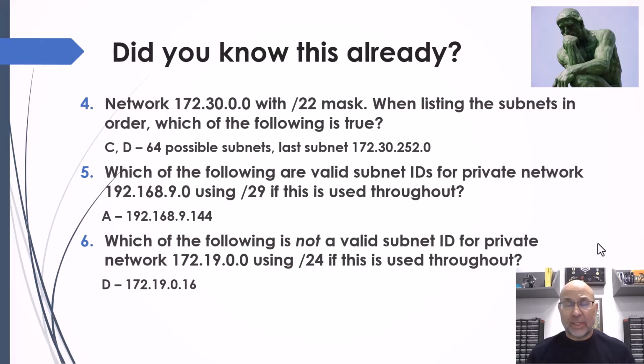Okay, so we know what that looks like. When listing the subnets in order, which of the following would be true? The thing to do here is to say, if I was going to write them all out, what would be the patterns? That's what this question is asking about. It turns out that the answers were C and D: the 64 possible subnets, and the last subnet was 172.32.52. But let's see how that works out.